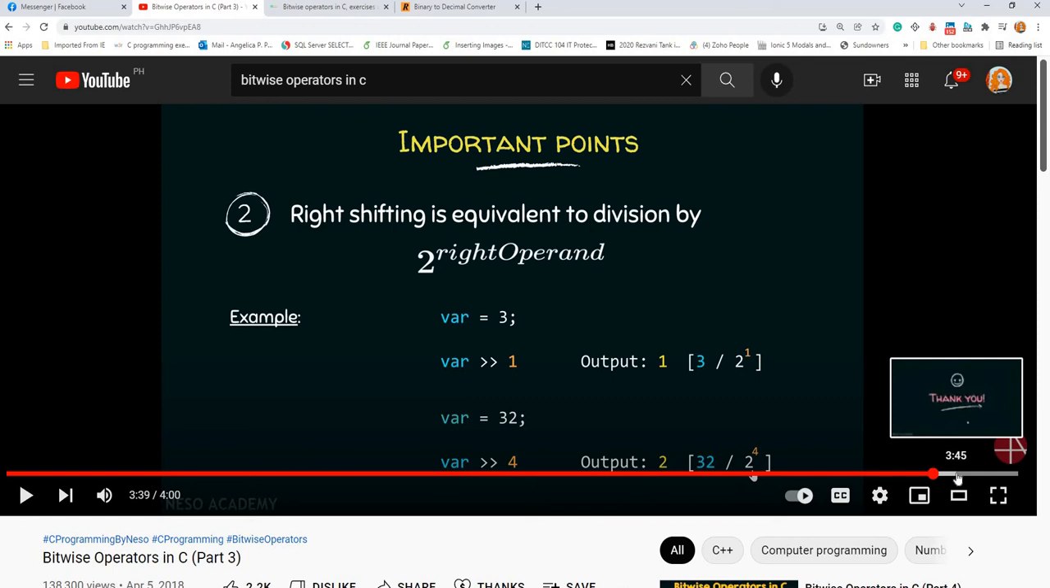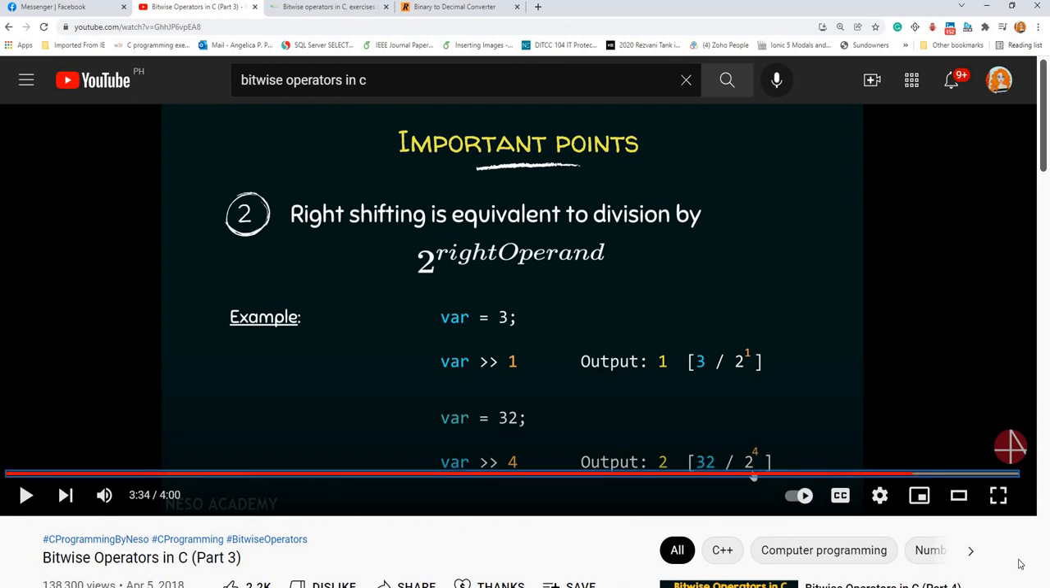Okay. 3. 3 at saka 32. Ayan. Okay. So, ganun lang siya, no? Okay. So, diretso ko na. Ito na yung last.